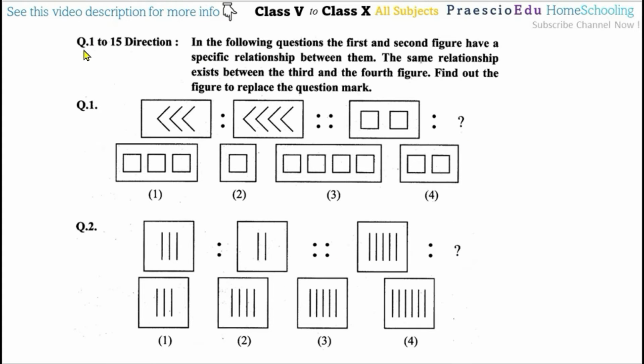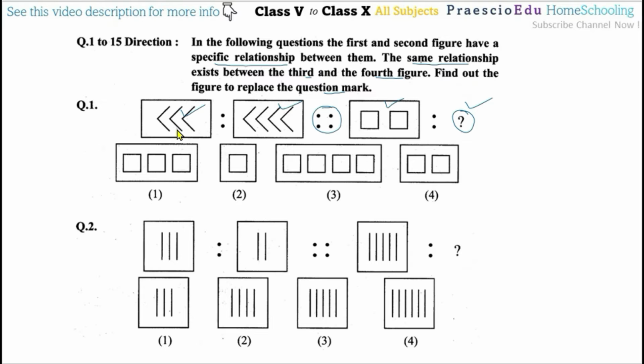So there are questions 1 to 15. The common directions in the following questions: the first and the second figure have a specific relation between them. The same relationship exists between the third and the fourth figure. Find out the figure to replace the question mark. So the question mark is always given, and this is showing two different pairs, or we can say different terms. So this is term 1, term 2, term 3 and this is term 4.